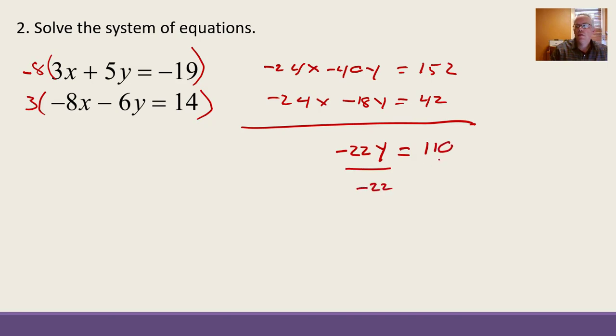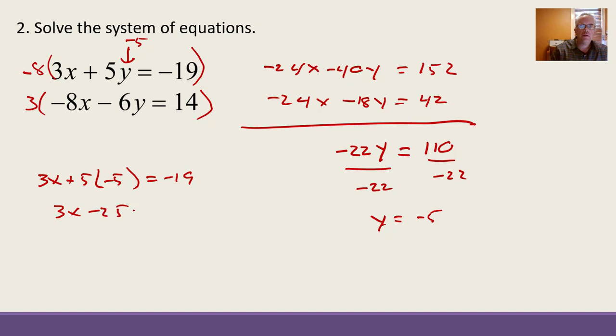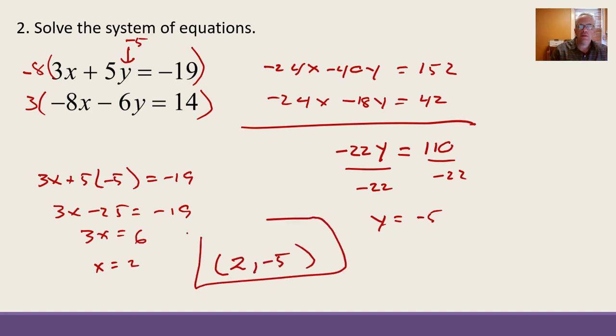Okay. We're going to solve that for y, and we get y equals negative 5. Okay, so we're going to go in. You can use either equation. I use the first one. We're going to put negative 5 in for y, and we get 3x plus 5 times negative 5 equals negative 19. Or 3x minus 25 is negative 19. So we get 3x is 6. If we add 25 to both sides, we get x equals 2. So our solution is x equals 2, y equals negative 5.